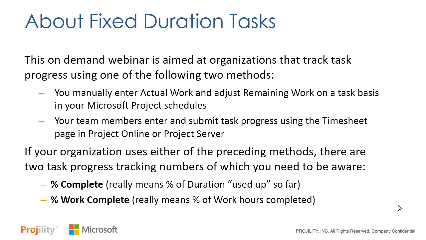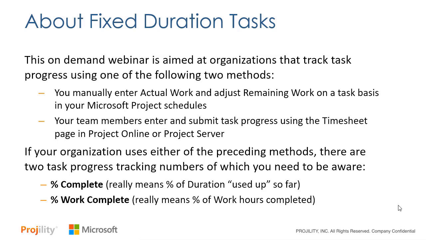You either manually enter actual work and adjust remaining work on a task-by-task basis in your Microsoft Project schedules, or your project team members enter and submit their task progress using the timesheet page in Project Online or Microsoft Project Server. If your organization uses either of these preceding methods, there are two task progress tracking numbers of which you need to be aware. The first is percent complete.